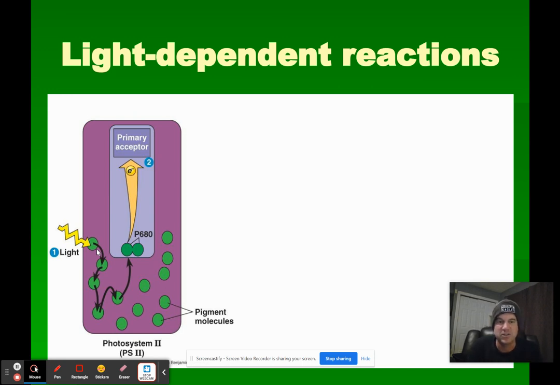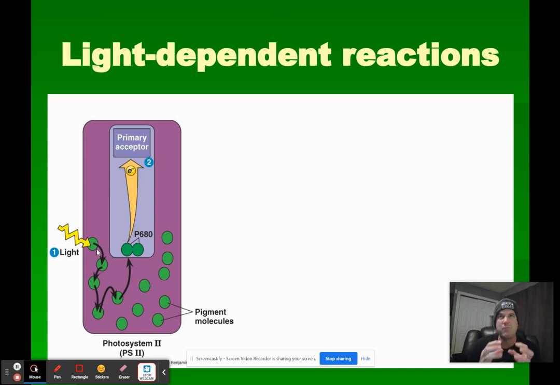And chlorophyll is clustered together as part of what's called a photosystem. A photosystem is basically a group of molecules that serves this purpose. This first one happens to be photosystem 2. We'll see photosystem 1 in a second. But so light strikes these chlorophyll molecules. And when a chlorophyll molecule absorbs light, like really any molecule, when it absorbs energy, what happens is the electrons of that molecule get excited.